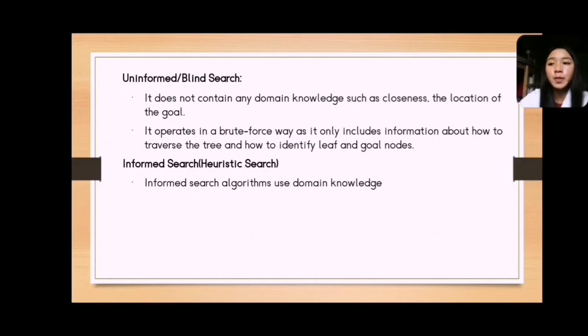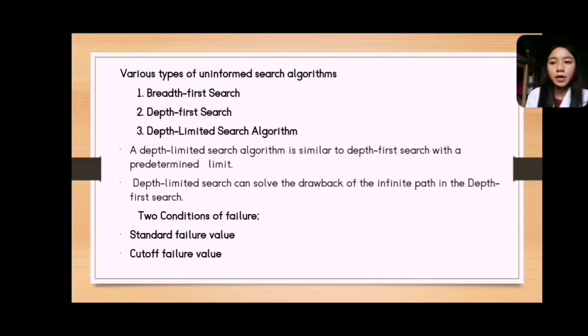For informed search, I will just give a brief description because it will be discussed by the next group. Informed search algorithms use domain knowledge. In an informed search, problem information is available which can guide the search. Informed search strategies can find solutions more efficiently than an uninformed search strategy. Following are the various types of uninformed search algorithms.